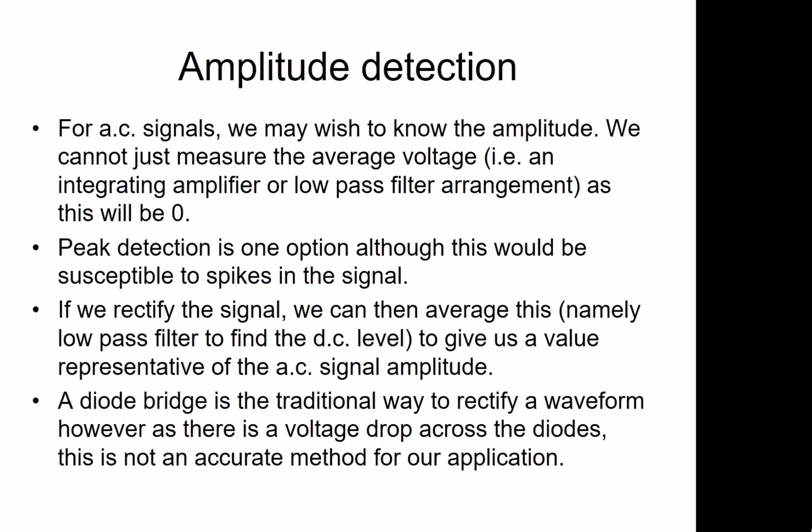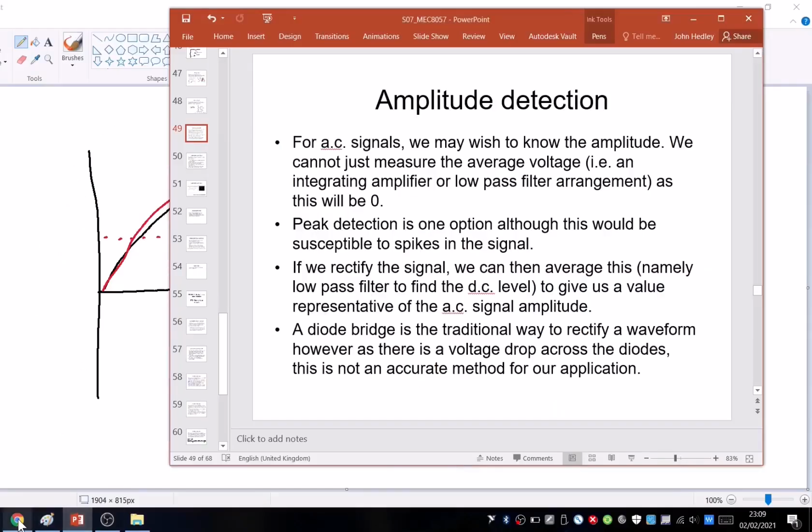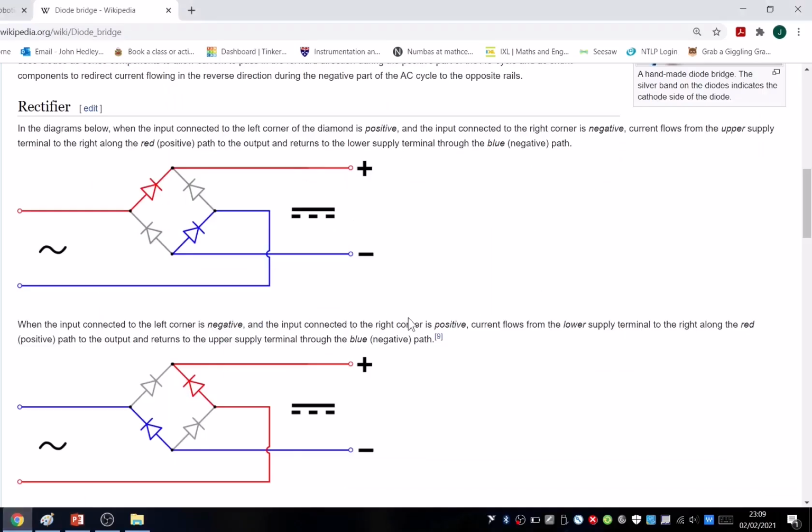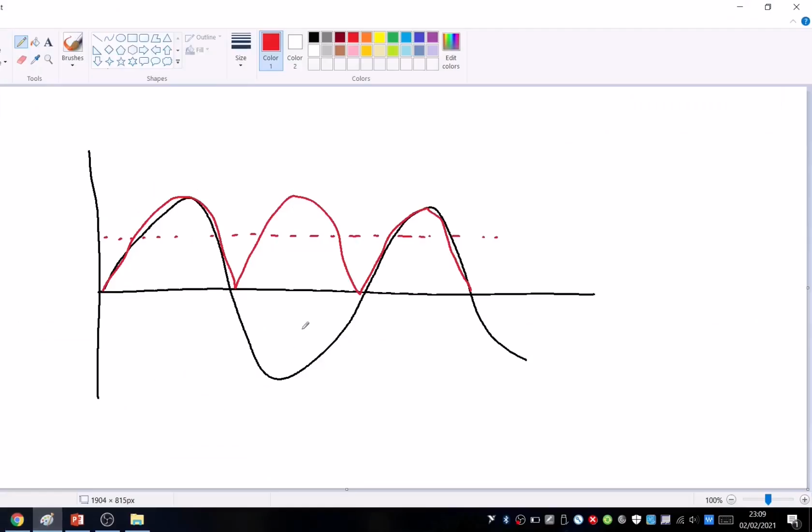So that's our aim, is to rectify a signal in order to get the amplitude detection. The traditional way to rectify a signal is to use a diode bridge. I'll refer you to Wikipedia for that. A diode bridge is essentially you have an AC signal coming in on this side of the bridge. It passes through diodes and then you take the output off the other terminals. And what that does is give you rectification similar to that.